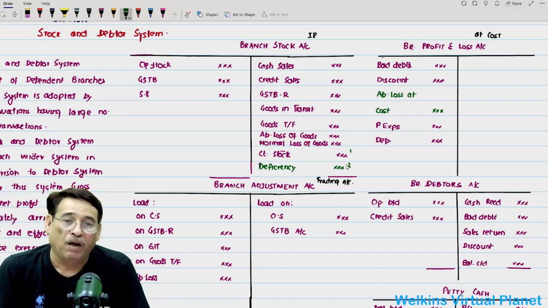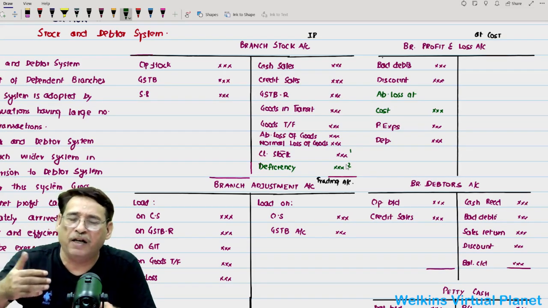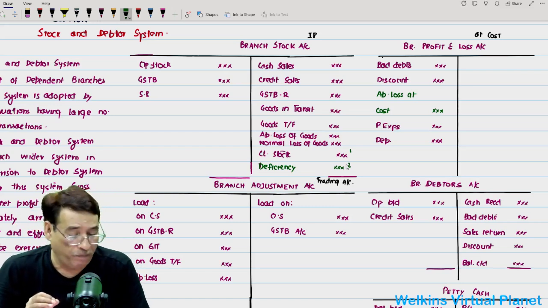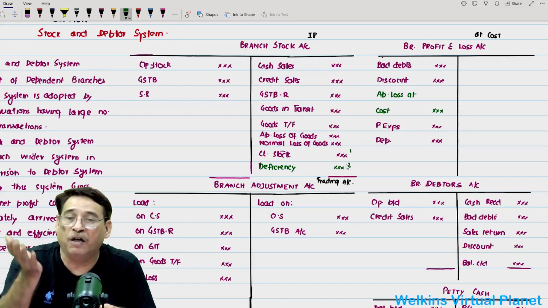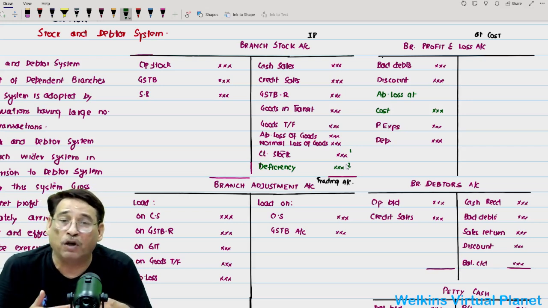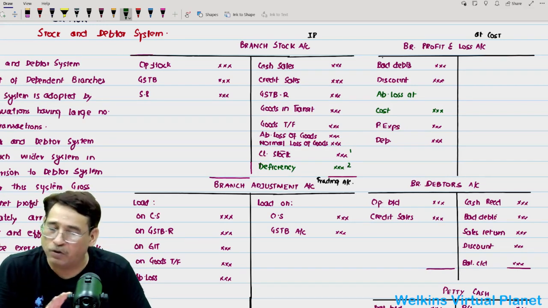Now, what do we mean by deficiency? Deficiency also reflects a sort of loss to you. It means actually that some of the goods got spoiled. So those goods are deficient in terms of quality. That is what we mean by deficiency. Is it clear to you? So this should be treated as a sort of abnormal loss, and the treatment of deficiency will be similar to abnormal loss.